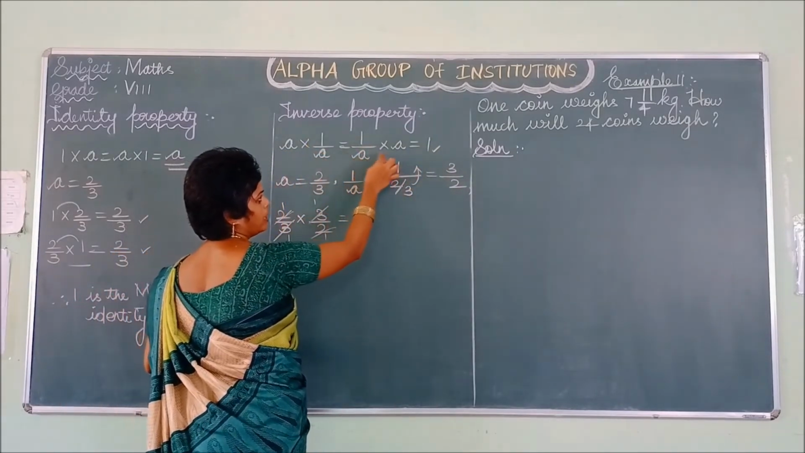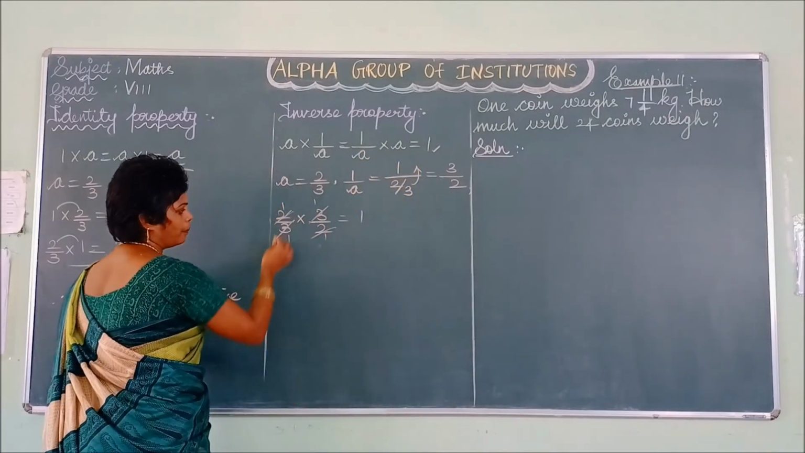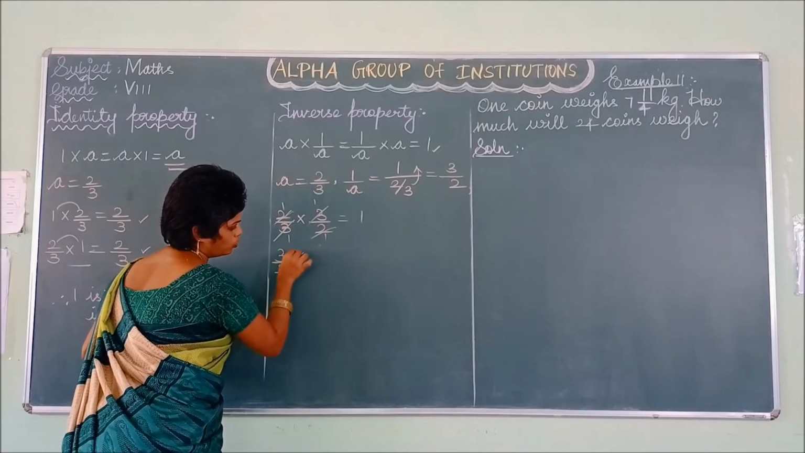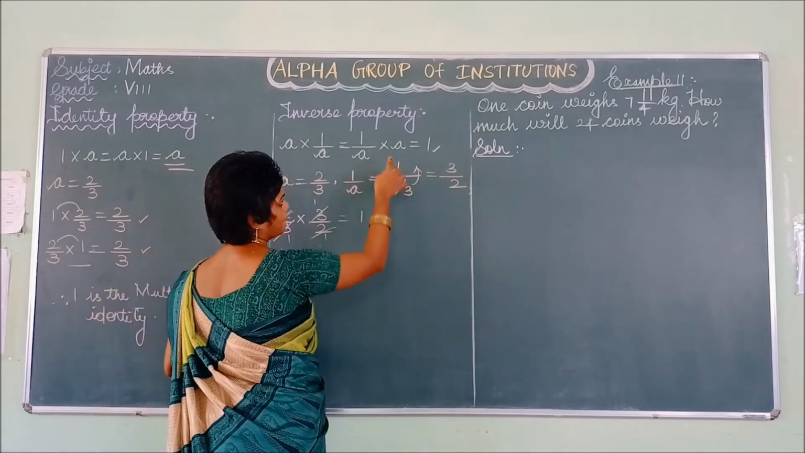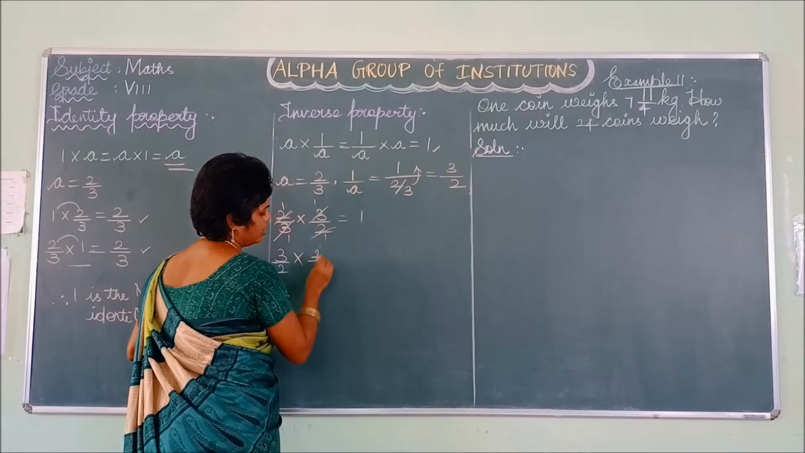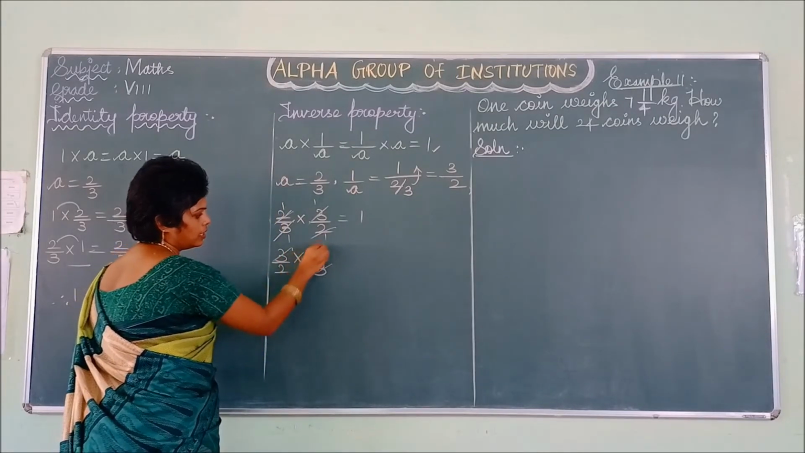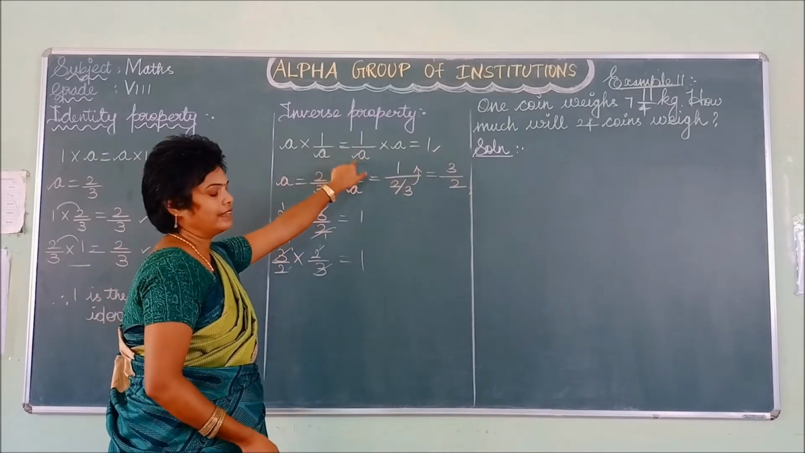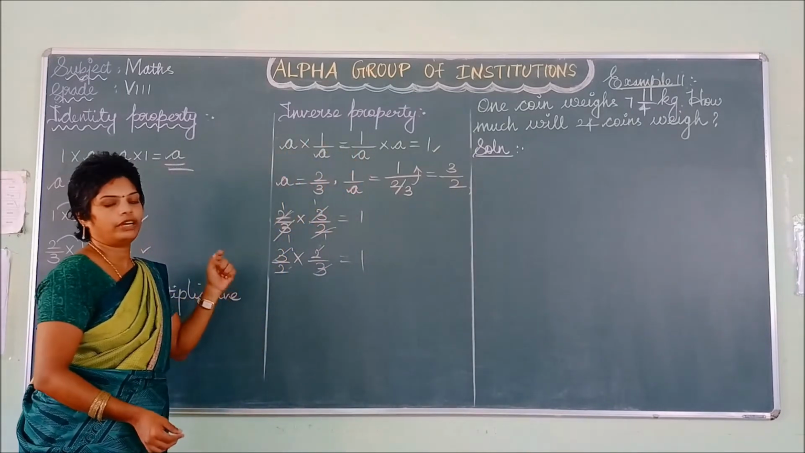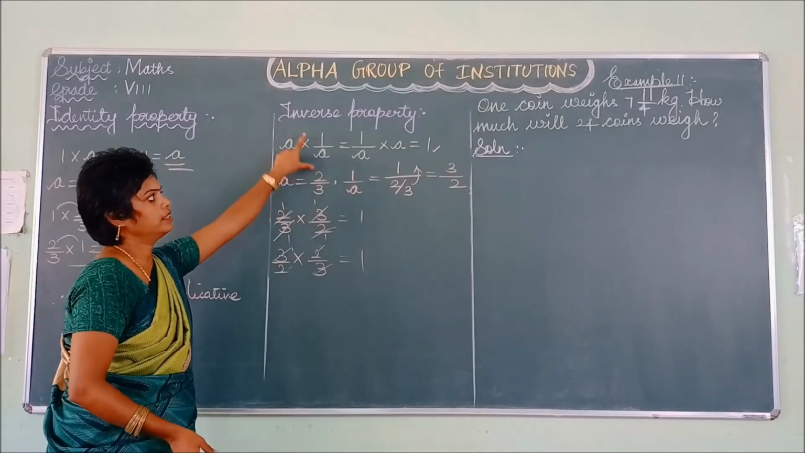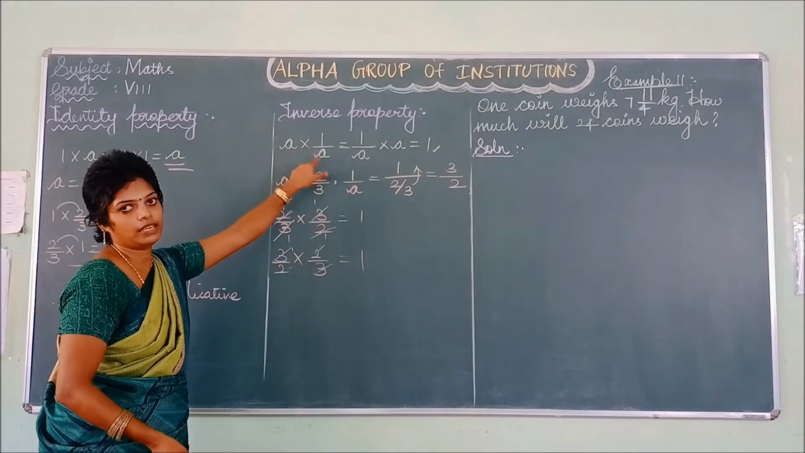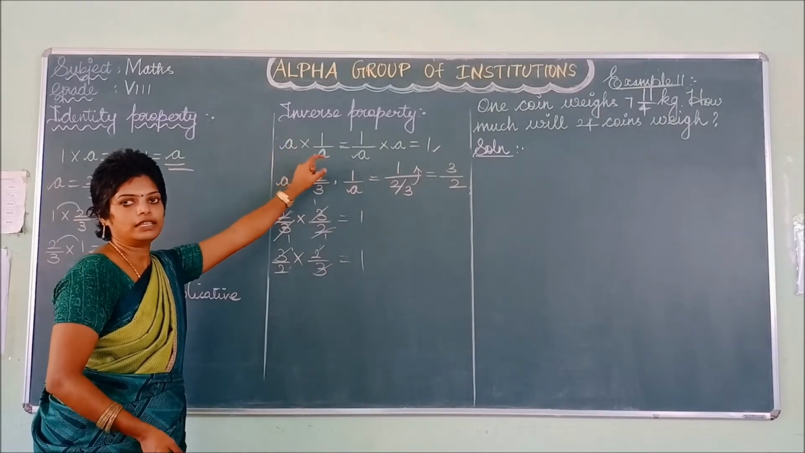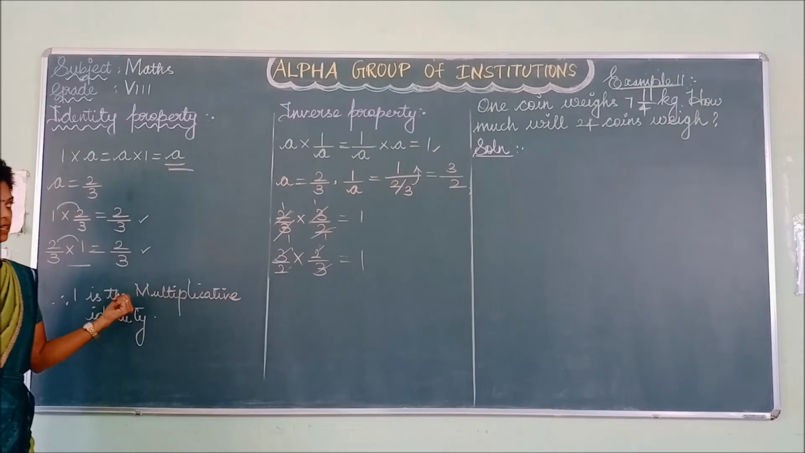Now check whether 1 by A into A is 1 or not. So apply the value, 1 by A is 3 by 2. So 3 by 2 into A value, which is 2 by 3. Similarly, cancel the same terms and you get the result as 1. So this condition also satisfies. So we can say for any rational number A, there exists a unique rational number 1 by A such that A into 1 by A is equal to 1 by A into A, which is again the identity value 1.